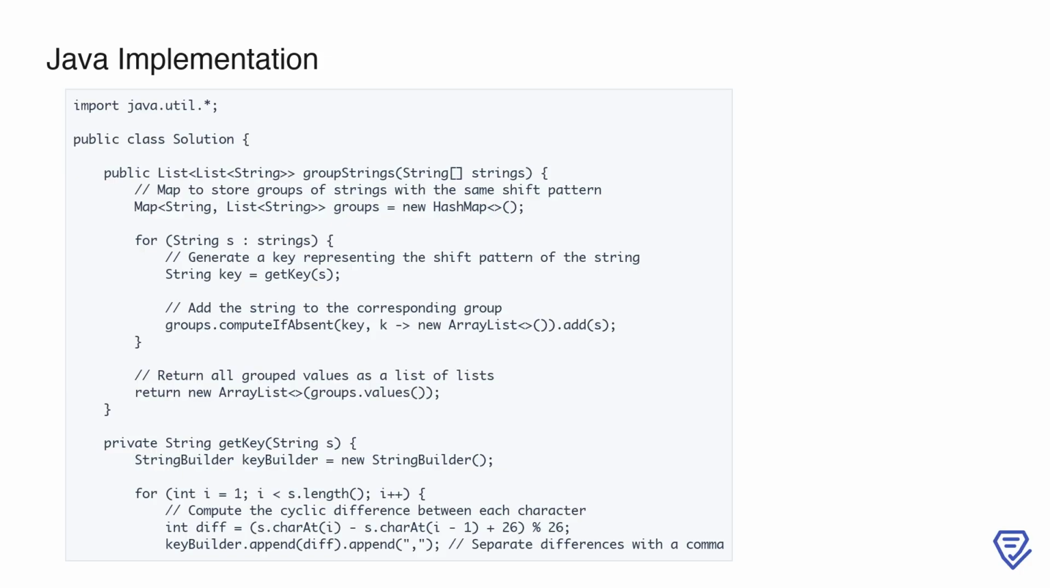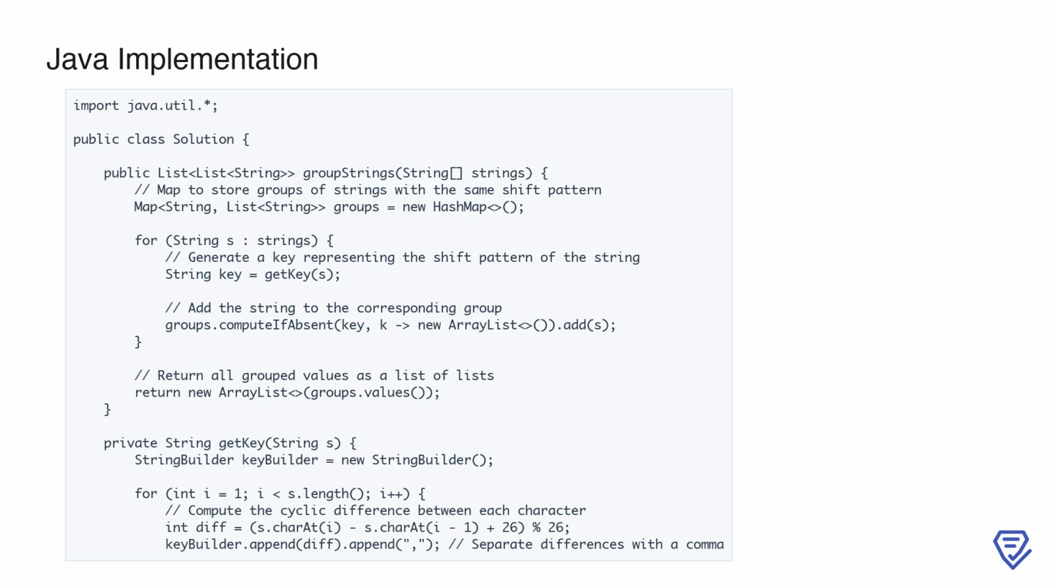Once we have the key, we use the map's computeIfAbsent method to add the string to the appropriate group, creating a new list if the key doesn't already exist in the map. Finally, we return all the grouped strings as a list of lists using the values method of the map wrapped in a new array list.